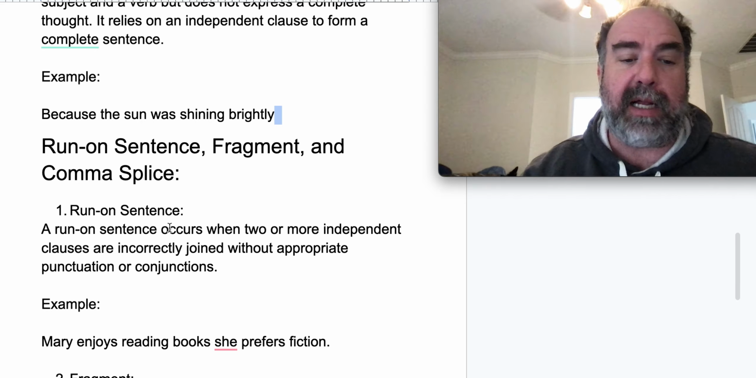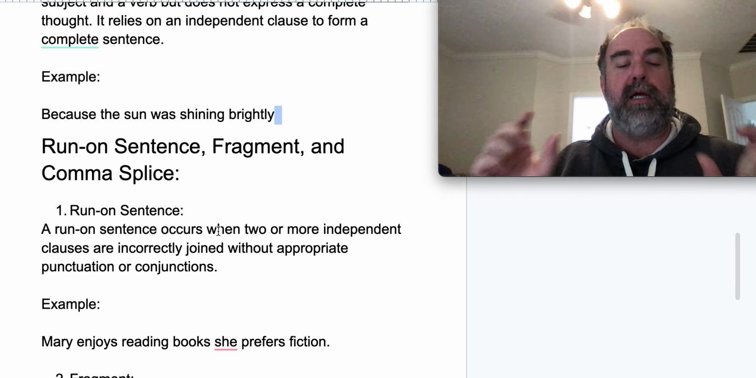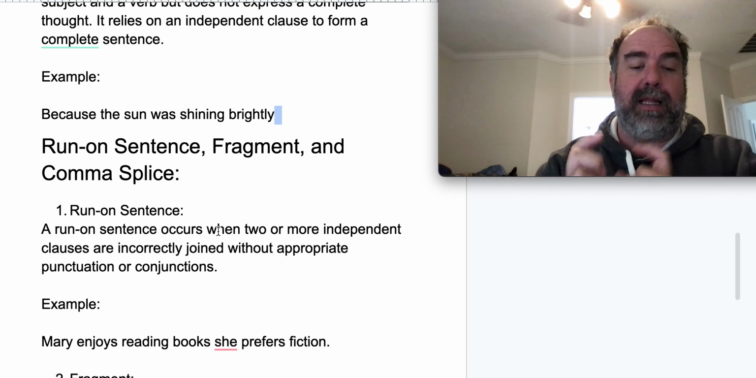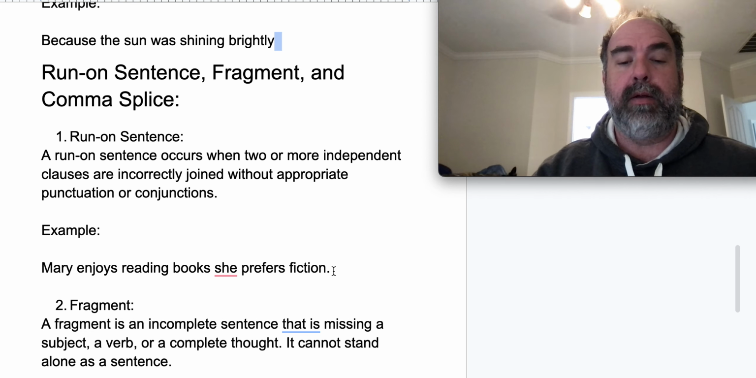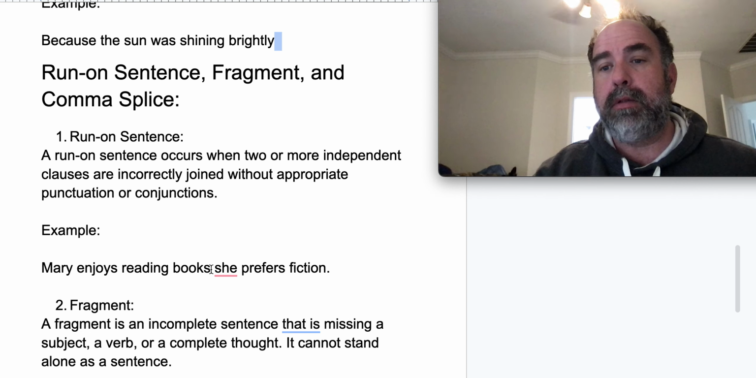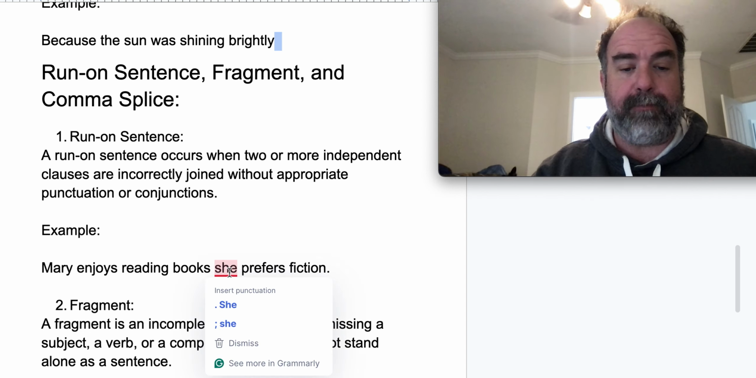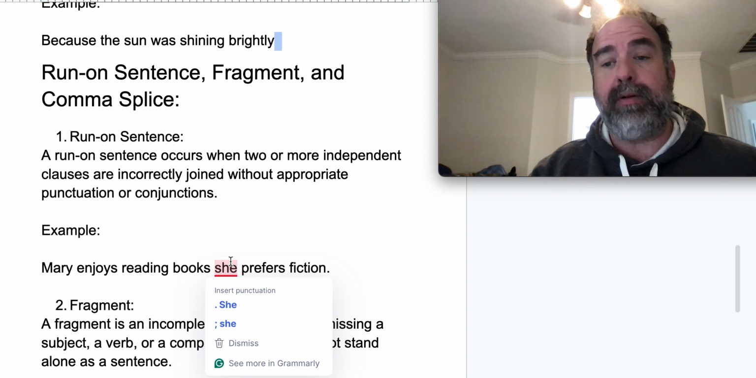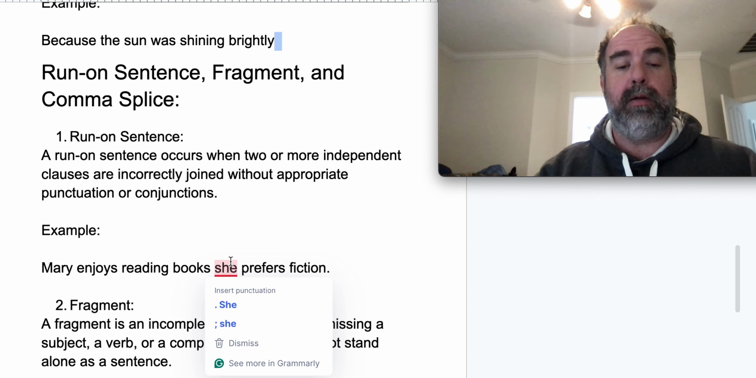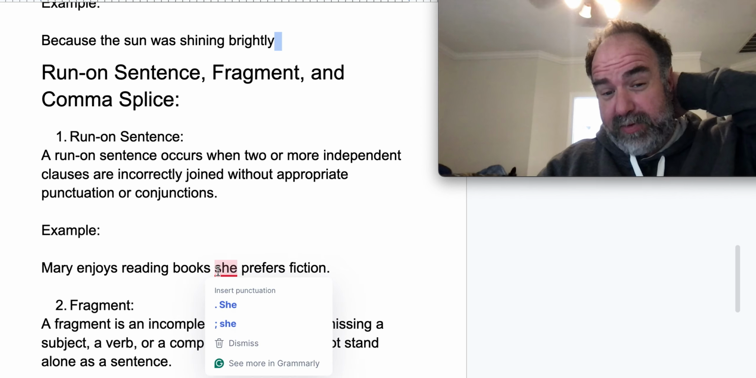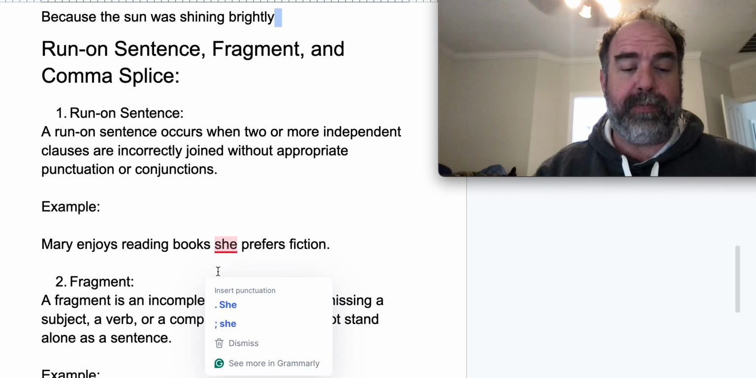So, what is a run-on sentence? It occurs when two or more independent clauses are not connected correctly. So, Mary enjoys reading books. She prefers fiction. Well, there needs to be something here. There's a few ways of fixing it. You can make it two sentences, or you can use a semicolon, or and she prefers reading. She prefers fiction. Also, something like that. So there's a few ways of fixing it.